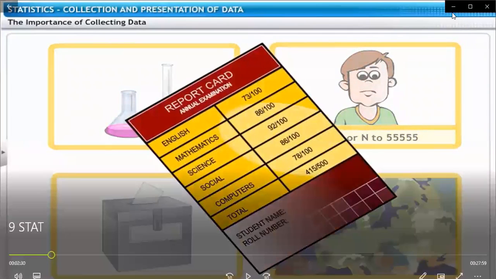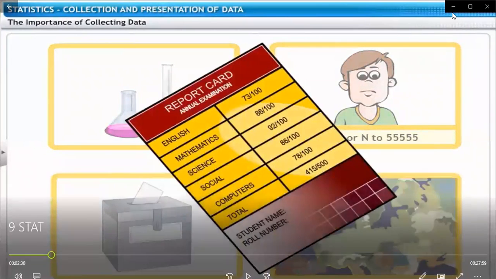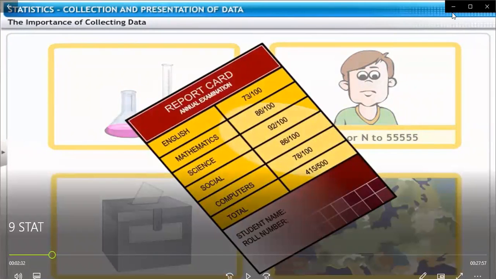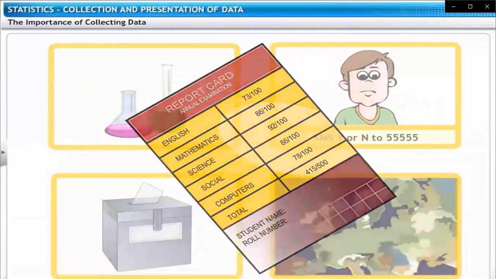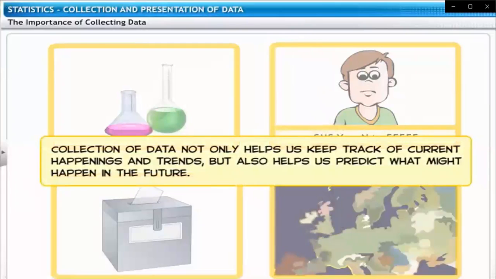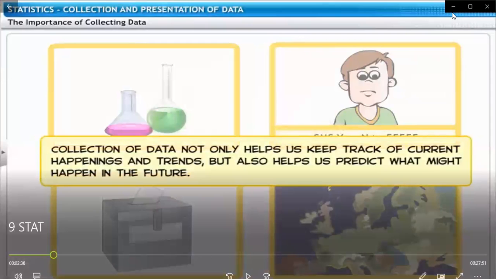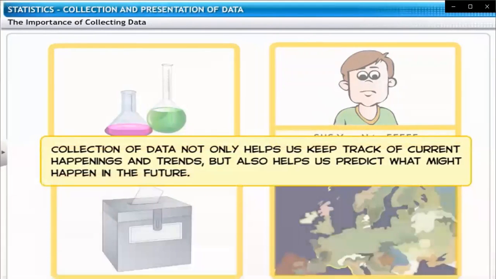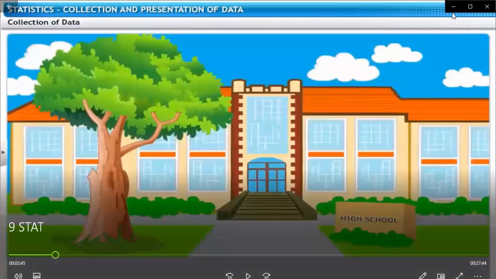Even the report card that you are getting on the result day is also a collection of data that shows your performance on the previous examinations. So basically, what we can see from this is that the collection of data not only helps us keep track of current happenings and trends, but also helps us predict what might happen in the future, right? So this is the importance of data collection and raw data collection from various sources with different methods.